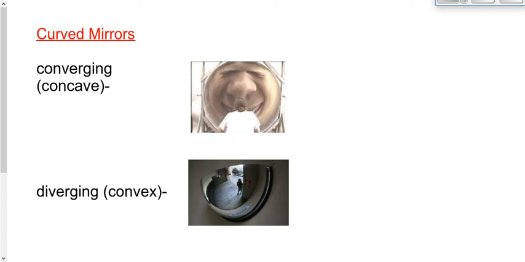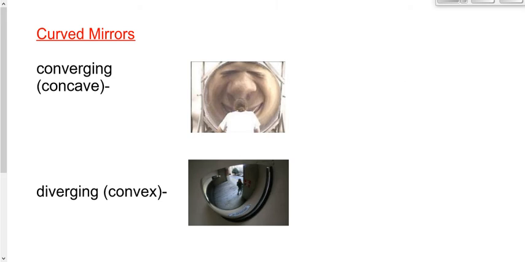The first type of mirror is called a converging or concave mirror. Now, think about what that says, compared to when we did curved lenses. The first type of lens that we looked at was a convex or converging lens. So it's opposite, right? If you have a lens that's thicker in the middle, it's converging. If you have a mirror that's thicker in the middle, then it's diverging. Does that make sense?